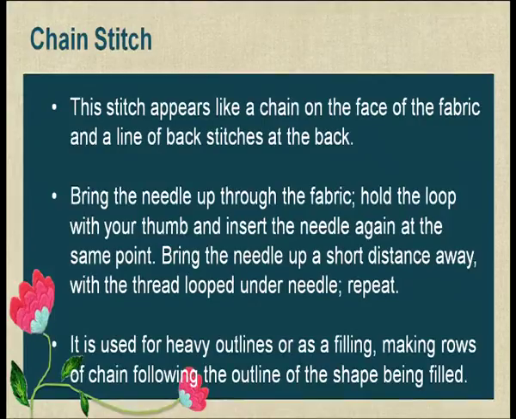This stitch appears like a chain on the face of the fabric and a line of back stitches at the back. Bring the needle up through the fabric, hold the loop with your thumb and insert the needle again at the same point. Bring the needle up a short distance away and the thread looped under the needle and keep repeating. It is also used for heavy outlines or as a filling, making rows of chain following the outline of the shape which is being filled.